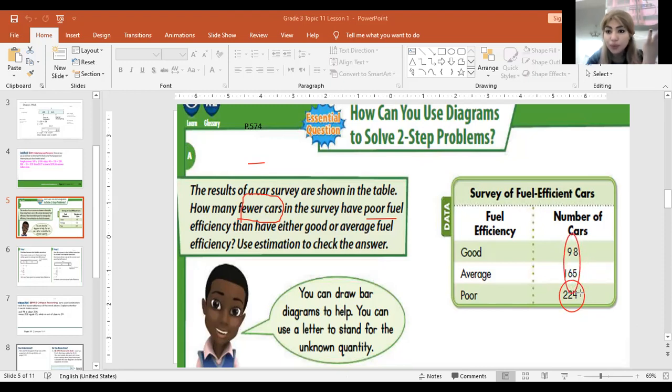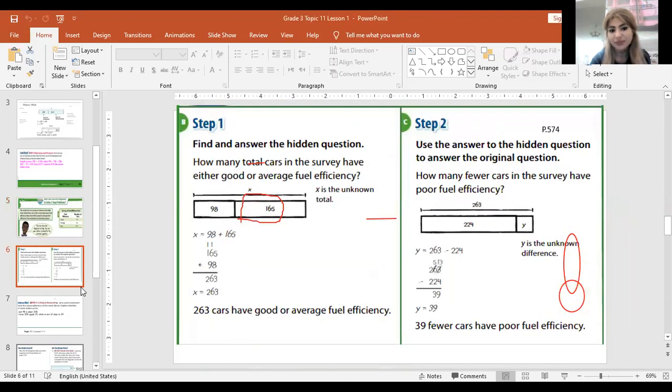In what form? We know that we are doing 224 minus something. Minus what? Minus these two numbers together. Let's see. So the first step, I'm going to add these two numbers. Then I will take the answer and minus it from the other big number, the poor number. Do you see these two steps? What did we use? We used addition and subtraction.